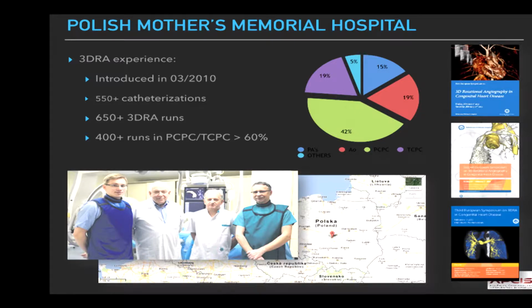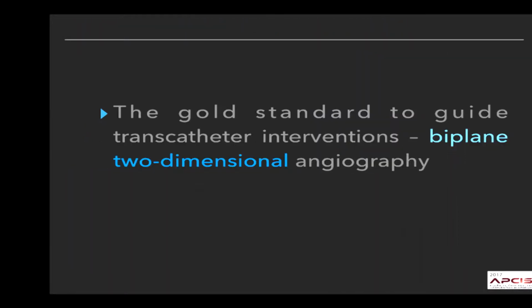We were lucky to participate in all three 3DRA symposium organized by the group from Utrecht in Netherlands, and last year we also contributed to the meeting in Columbus. As you could see today or yesterday on most of the presentations, 2D angiography is the gold standard to make the diagnosis in cath lab or to conduct intervention. And many doctors advocate actually that the biplane 2D angiography is the gold standard.